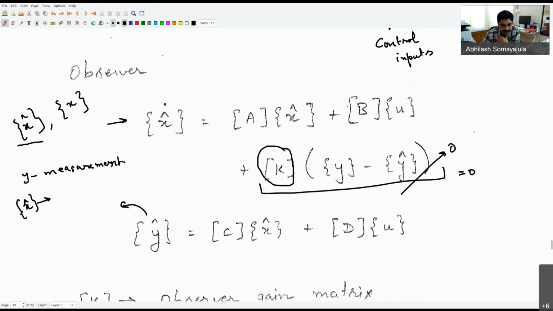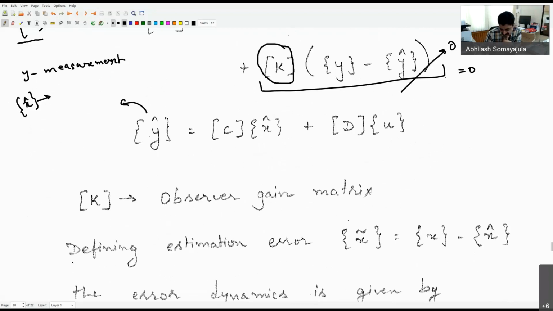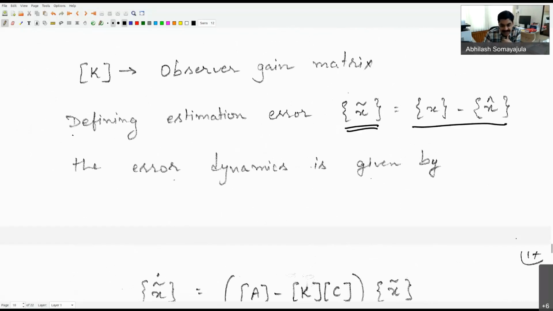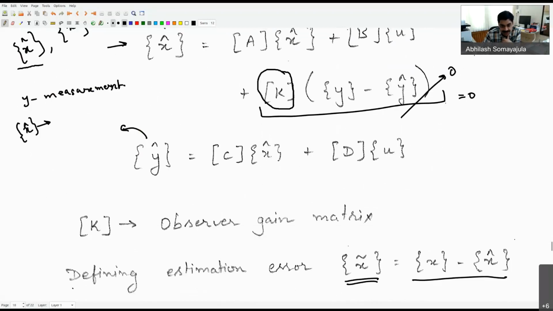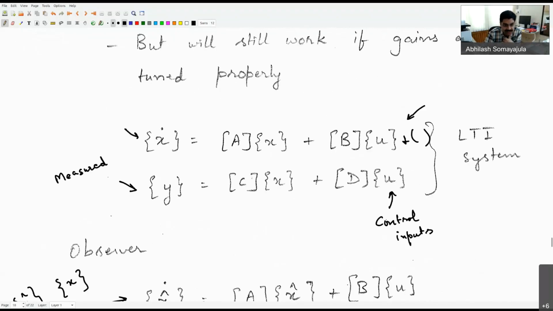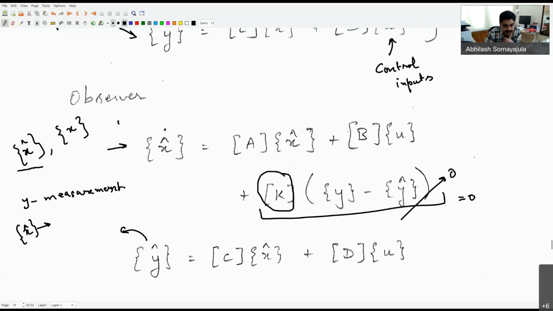Now you can observe one thing. If I define this so-called estimation error as X tilde equals X minus X hat, then the error dynamics, I can simply get by taking a difference between this equation and this equation.